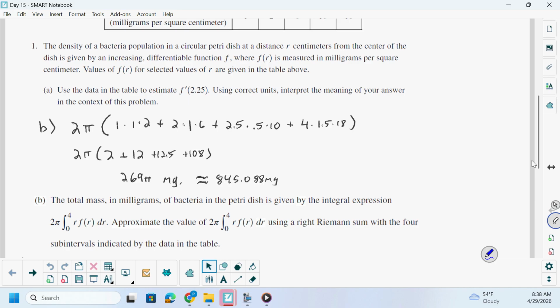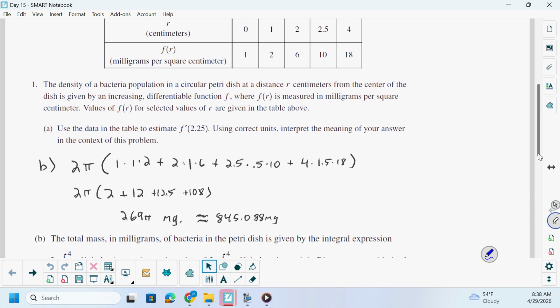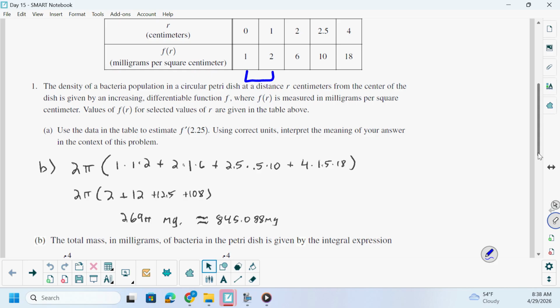All right, we want to use a right-hand Riemann sum. Notice we have an extra r that is in there. So I put my 2 pi out front. We want to use 4 subintervals. So here's our first subinterval, second, third, and fourth.